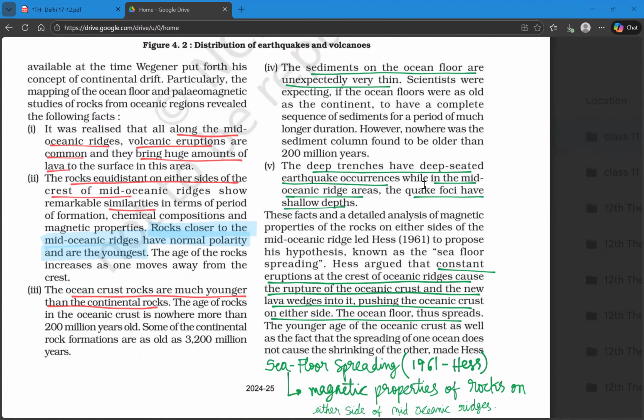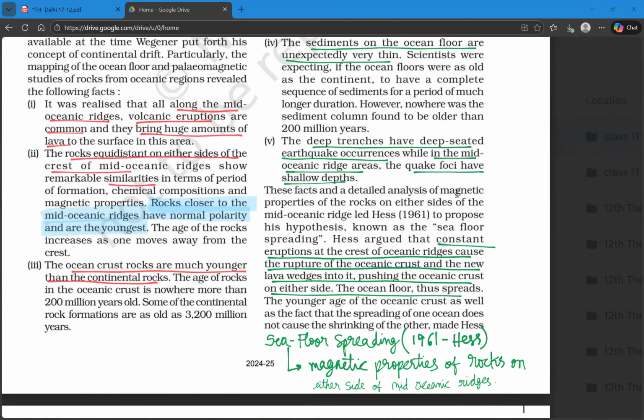The fifth one is that the deep trenches have deep-seated earthquake occurrences, while in the mid-oceanic ridges, the earthquake foci have shallow depths. Before, we learned that in the Alpine Himalayan belt and the rim of the Pacific, the earthquake foci are deep-seated. Now we can include deep trenches also, which have deep-seated earthquake occurrences. While in the mid-oceanic ridges, the earthquake foci have shallow depths.